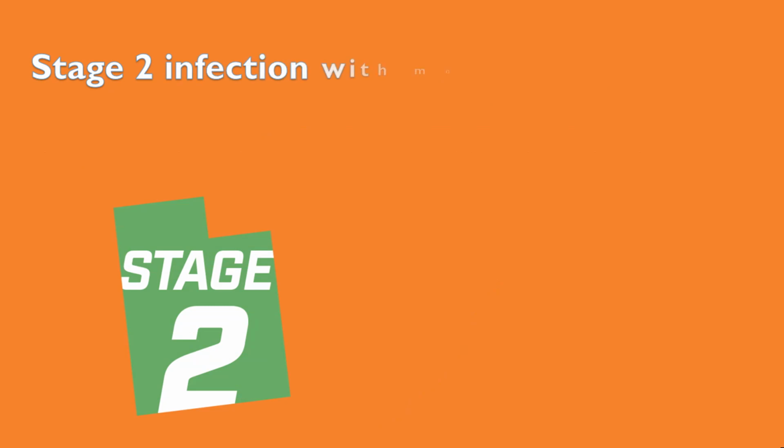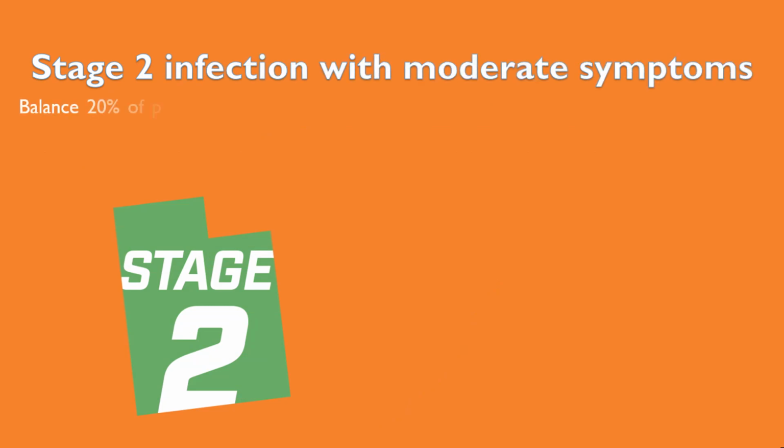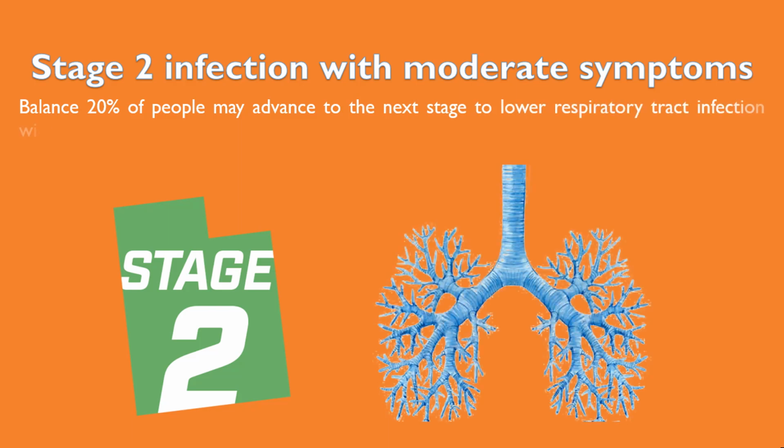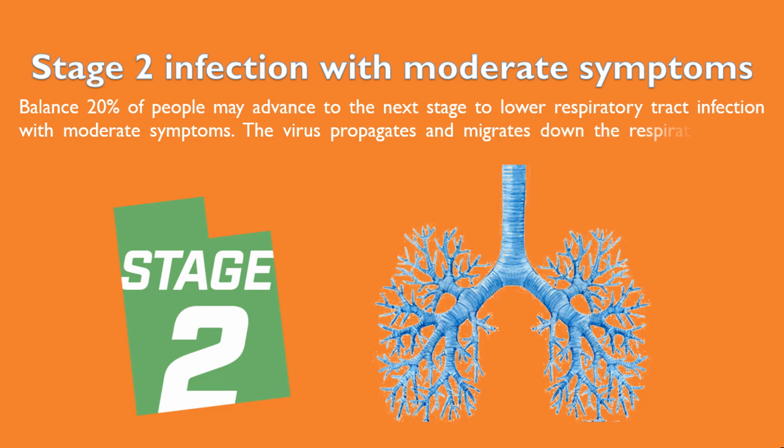Stage 2 infection with moderate symptoms. The remaining 20% of the people may advance to the next stage, lower respiratory infection with moderate symptoms. The virus propagates and migrates down the respiratory tract along the upper airway and conducting airway.